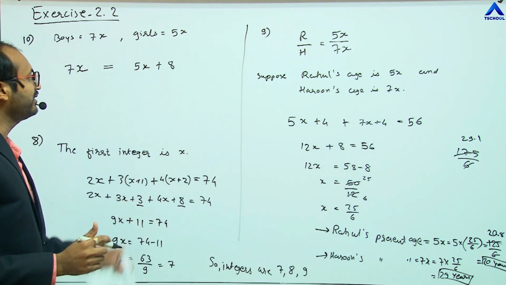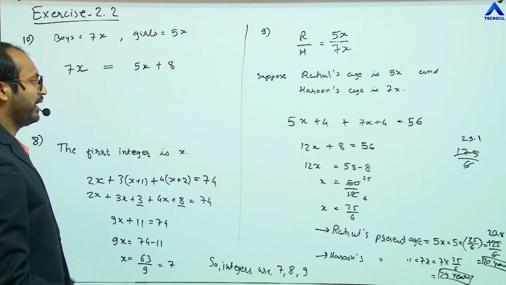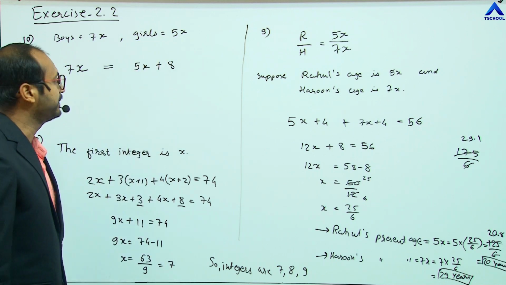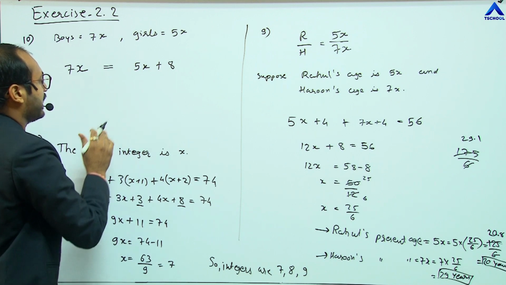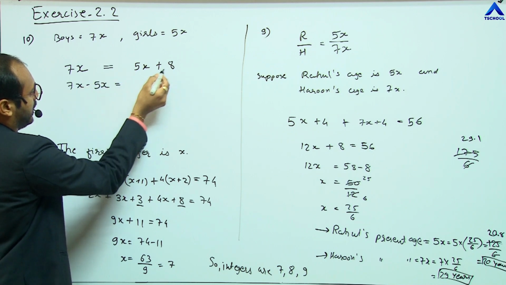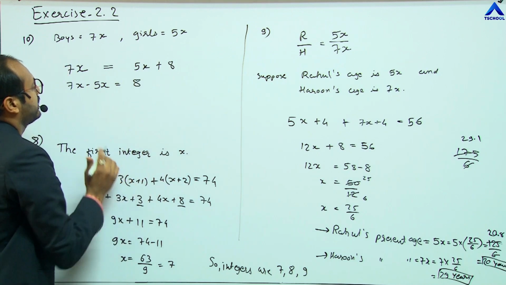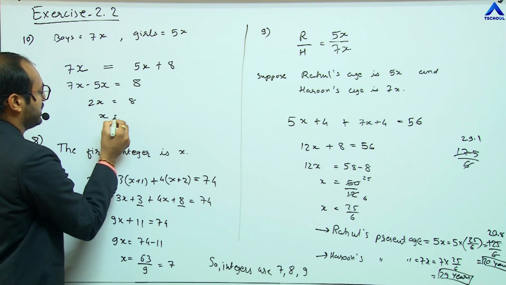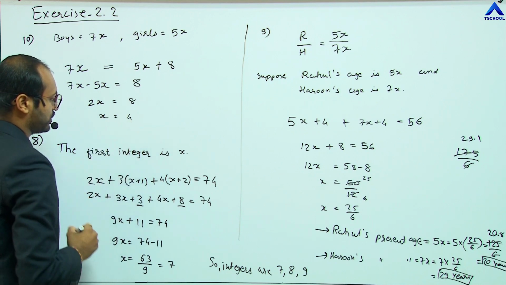Now this is an equation. It is so simple to get the value of x. By finding the value of x, we can find the number of boys and girls in a simple way. Here 7x, let me subtract 5x on both sides. 7x minus 5x equals 8, because 5x minus 5x gives 0. So 2x equals 8. Now let me divide both sides by 2, we get x equals 4.